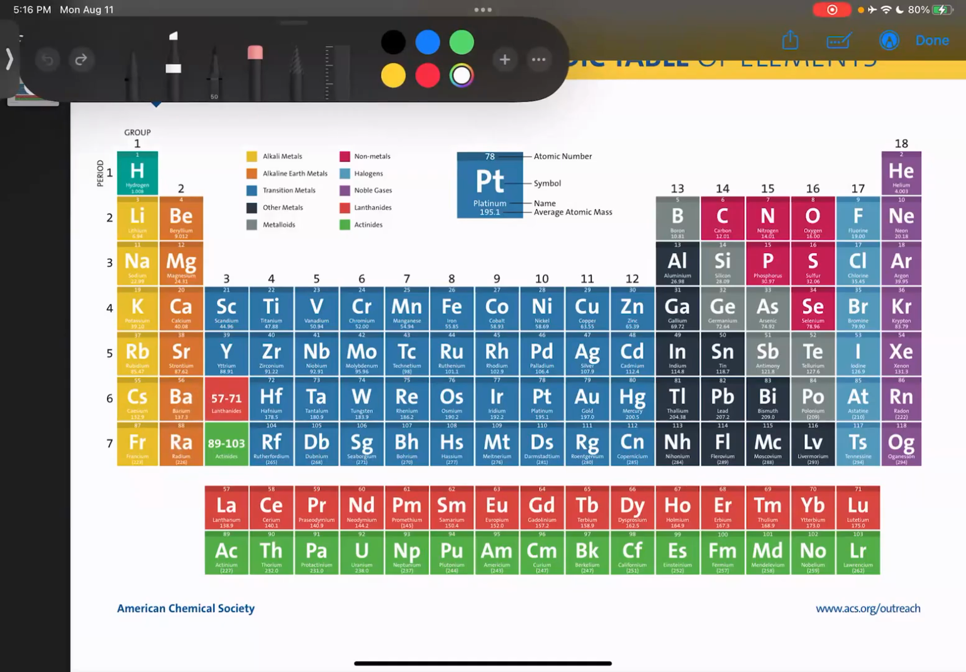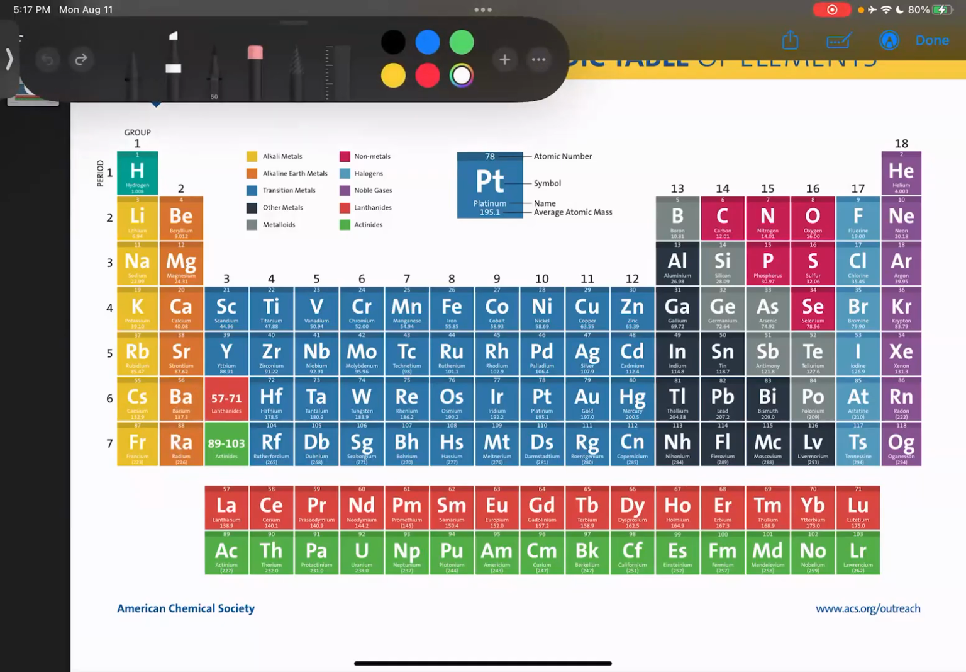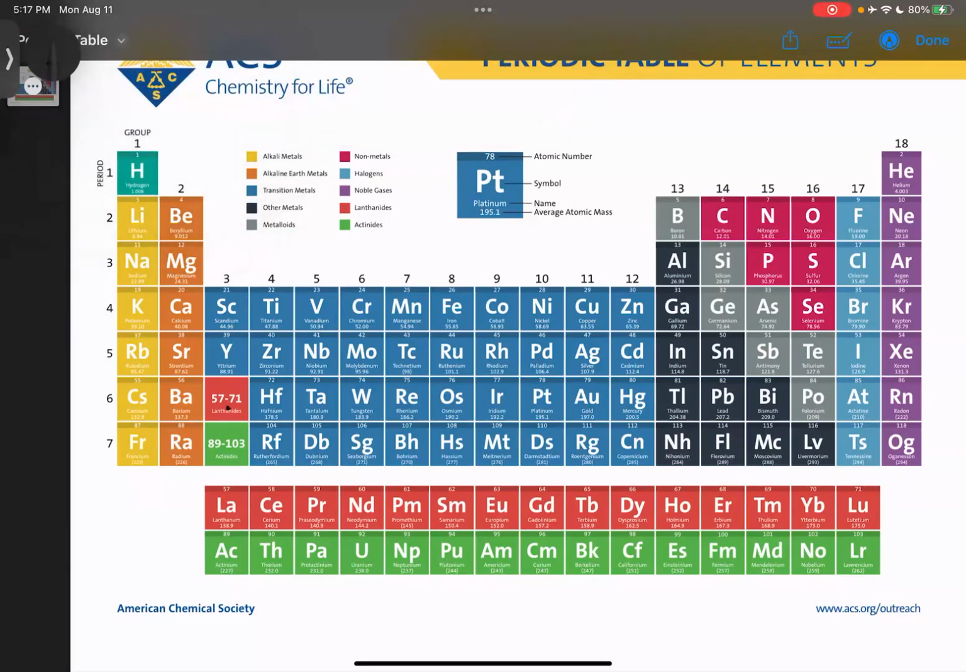So why are they placed at the bottom? What's the reason? Because they are having so many elements. Suppose if you try to place them here in this place, it is going to be quite a cumbersome task. The periodic table, the last 6th and 7th period, will become very wide. Got it?